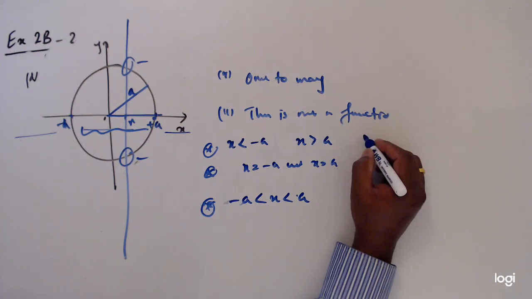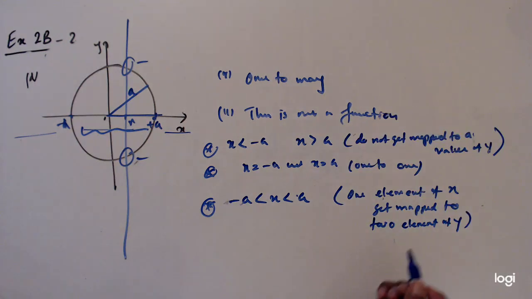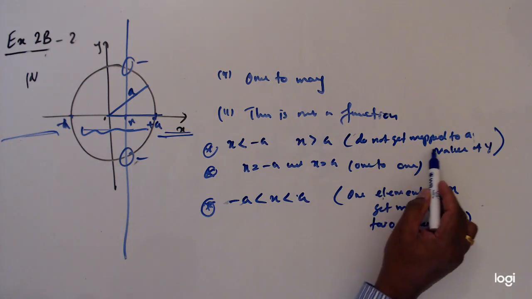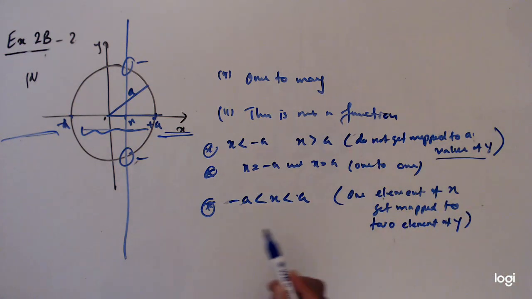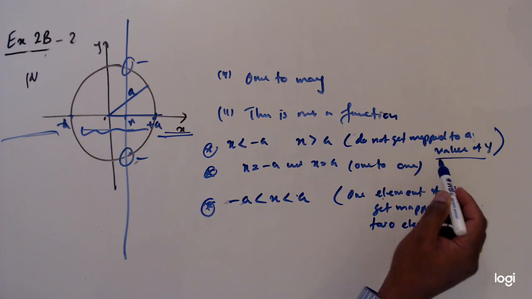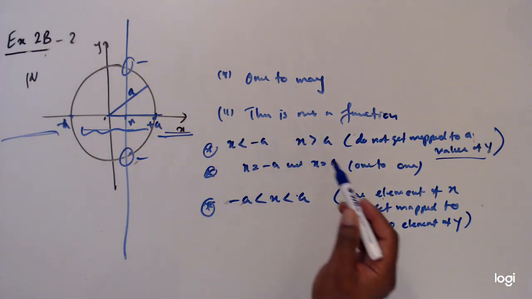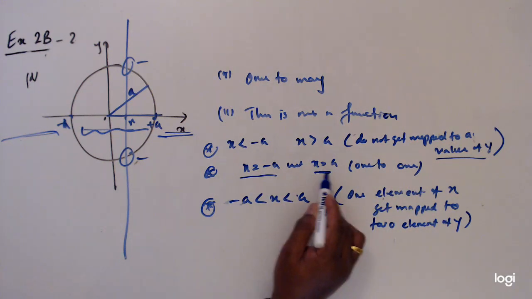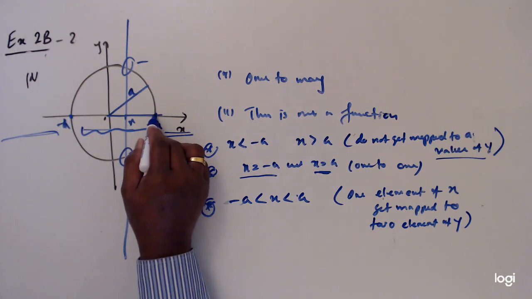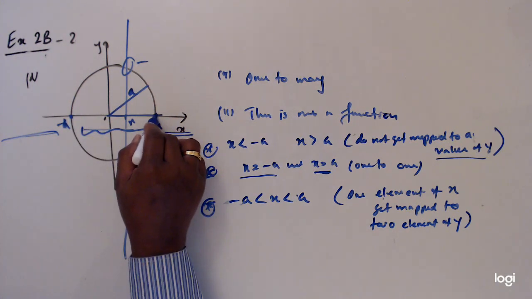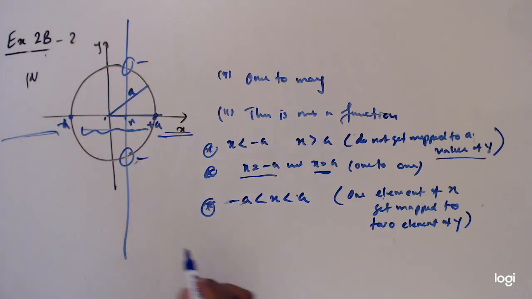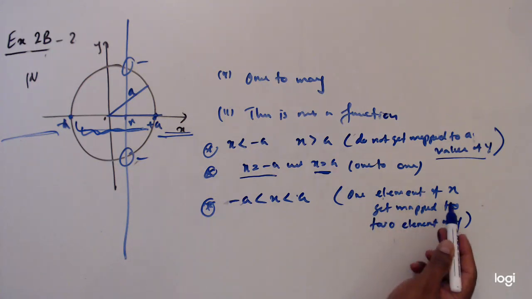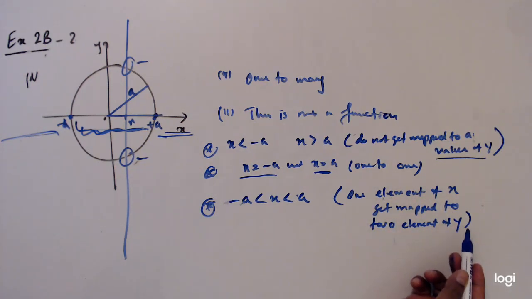Now when you consider this outside area, you can write that from this area to this area, x does not get mapped to a value of y. So this is enough for this map not to become a function. And x equal minus a and x equal a, actually it is 1 to 1. One element of x to one element of y. And in between this area, one element of x gets mapped to two elements of y.